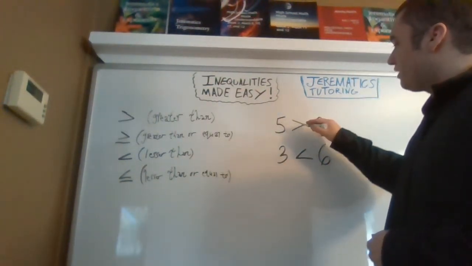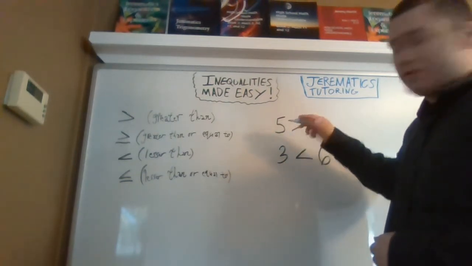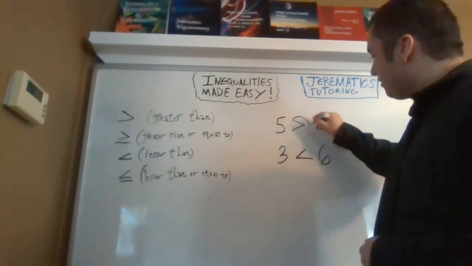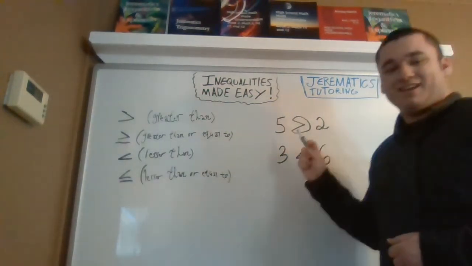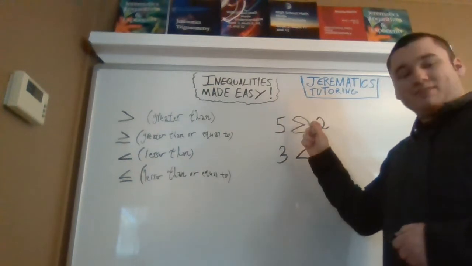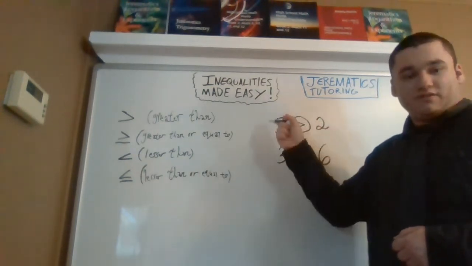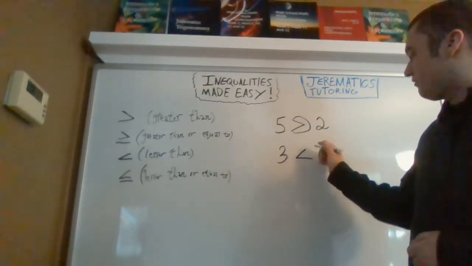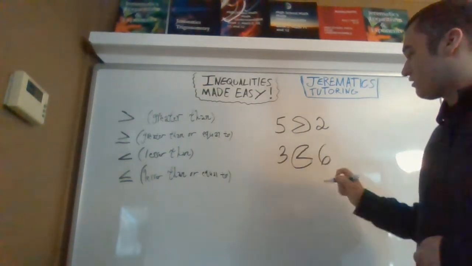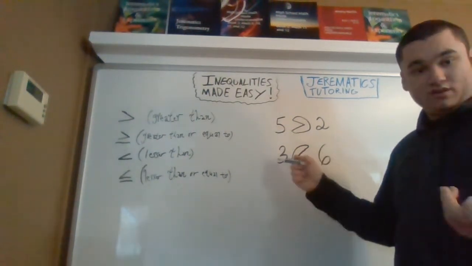The inequality is always going to go after the number that's bigger. So I like to compare it to Pac-Man because the symbol's very similar. And I like to say that Pac-Man's always going to go eat the one that's bigger. So since 5 is bigger than 2, he's going to go eat the 5. And since over here 6 is bigger than 3, then he's going to go eat the 6. This means that 3 is less than 6 because 6 is bigger than 3, which makes sense.